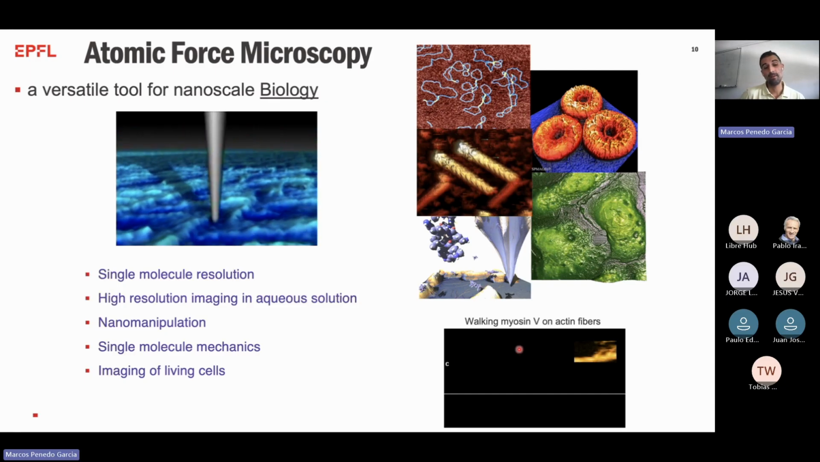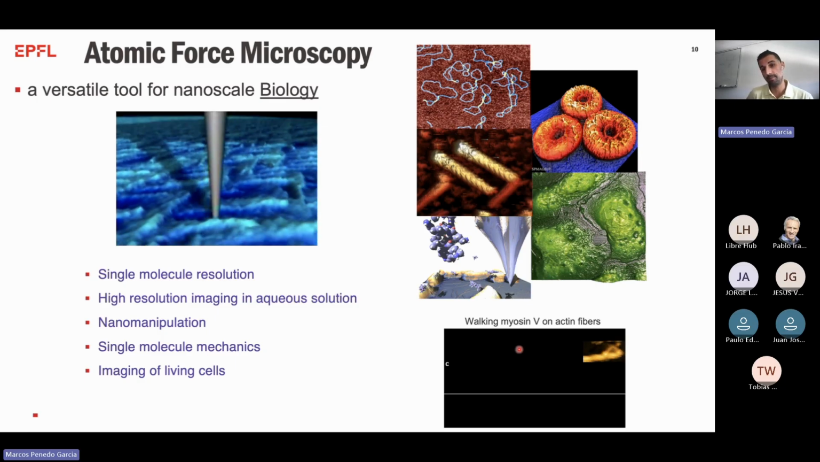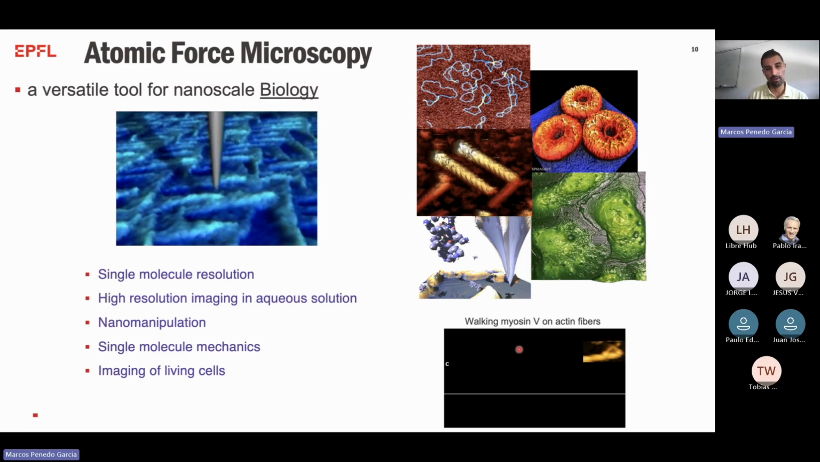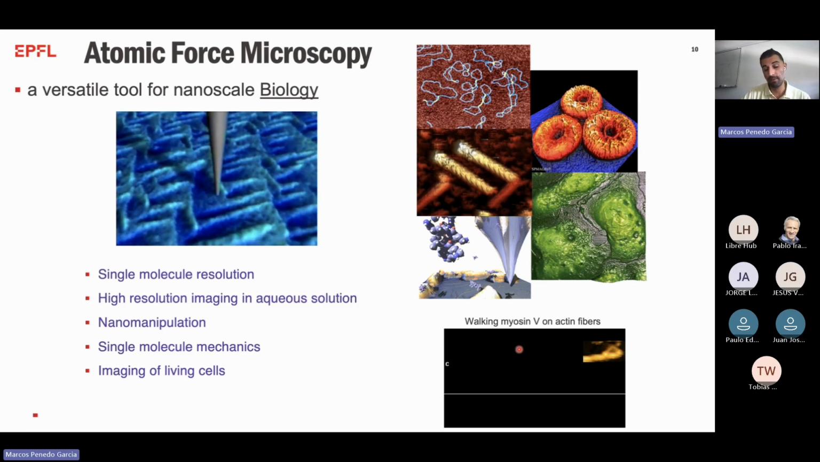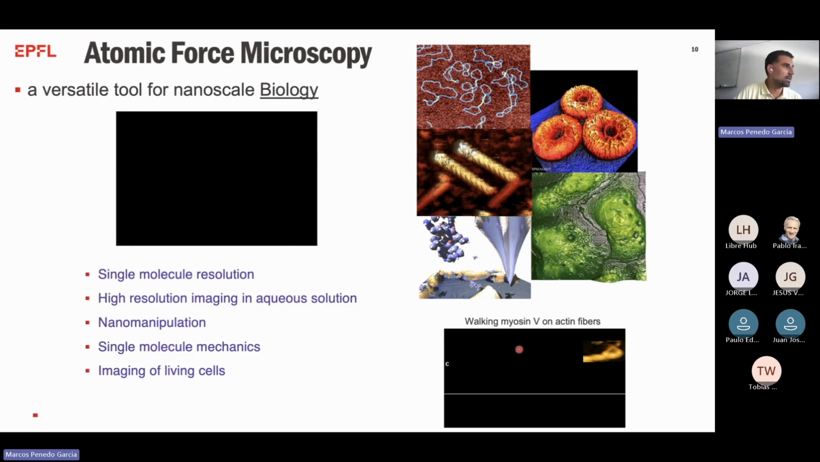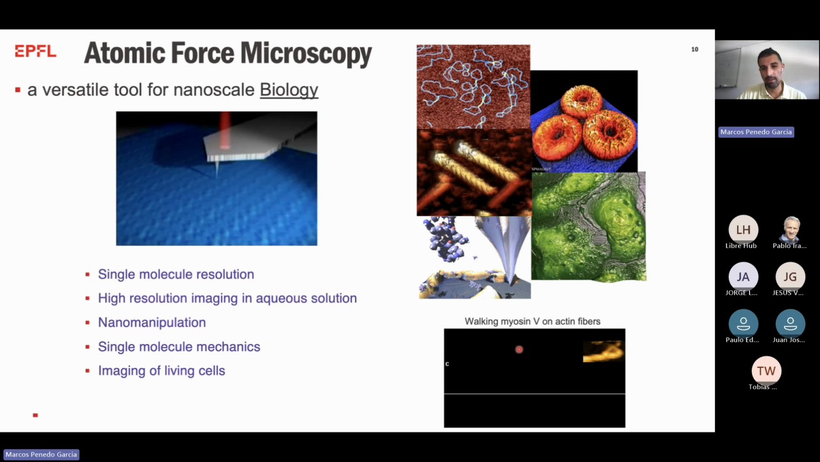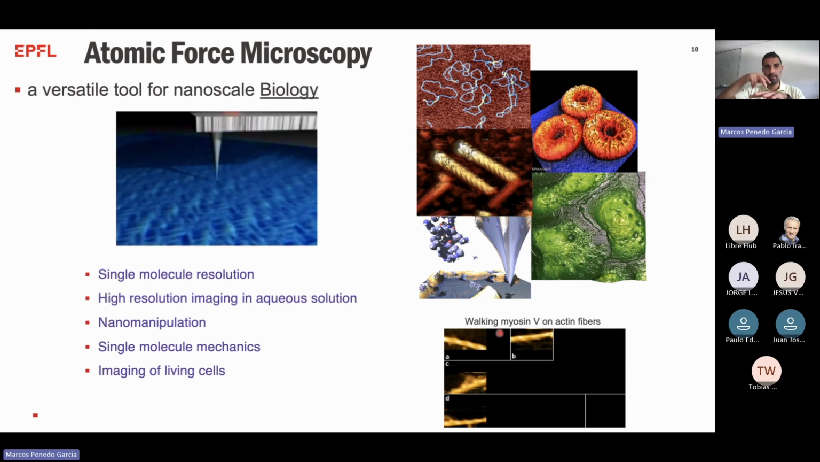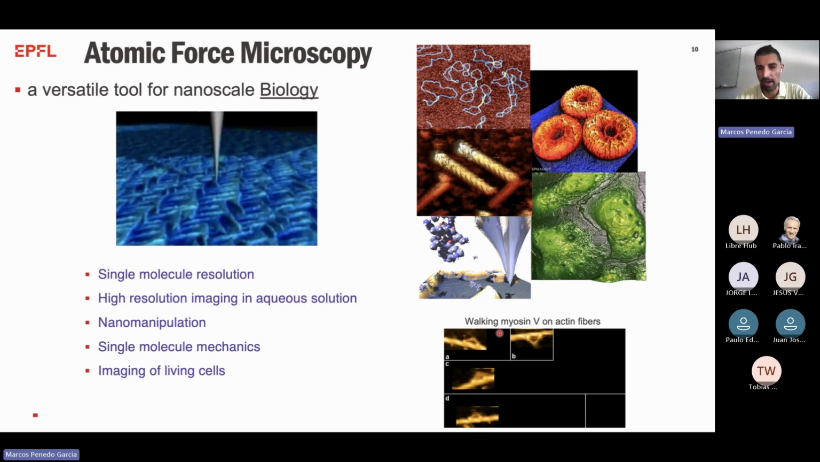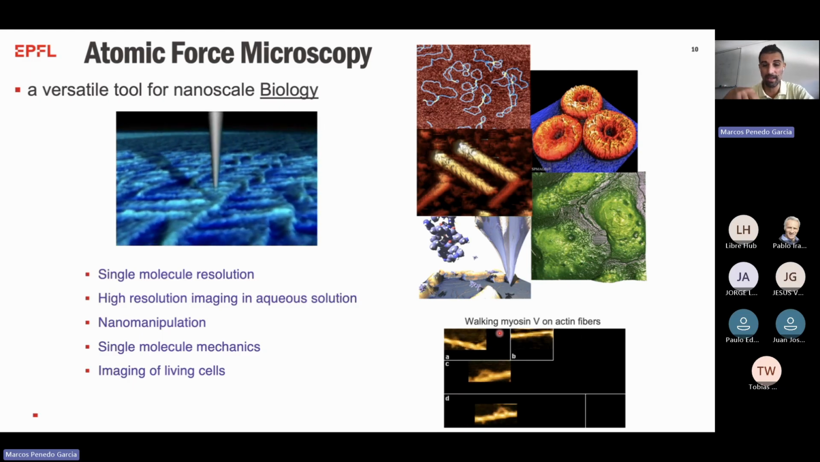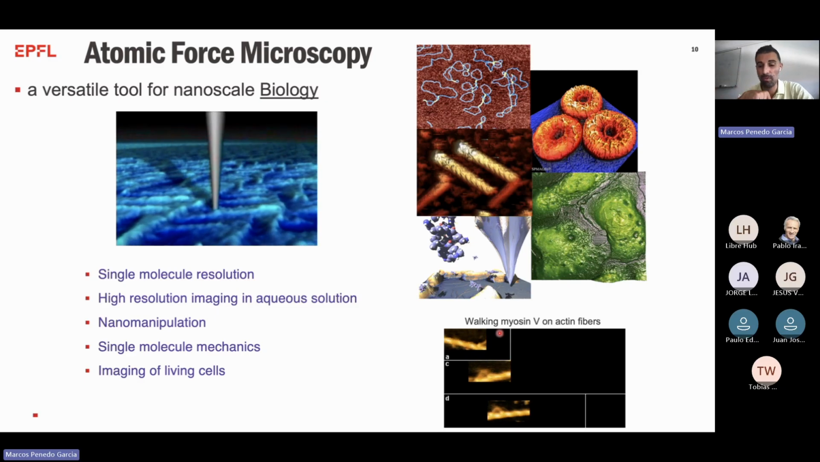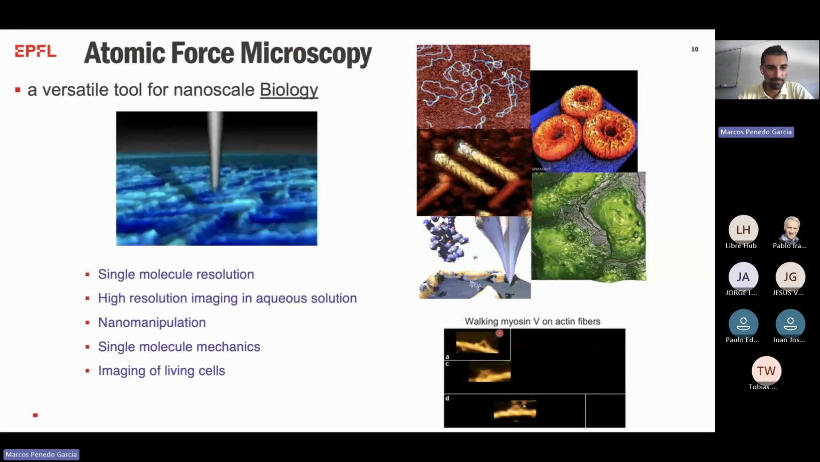But another thing is you can design special scanners that can move super fast, and you can do high-speed AFM. So you can generate up to 20 or 50 frames per second. And here is a good example in this video on the bottom, where you can see the myosin working on the actin fibers, a typical thing you see in the books. But here, in fact, you can see how it's really moving through the fibers.